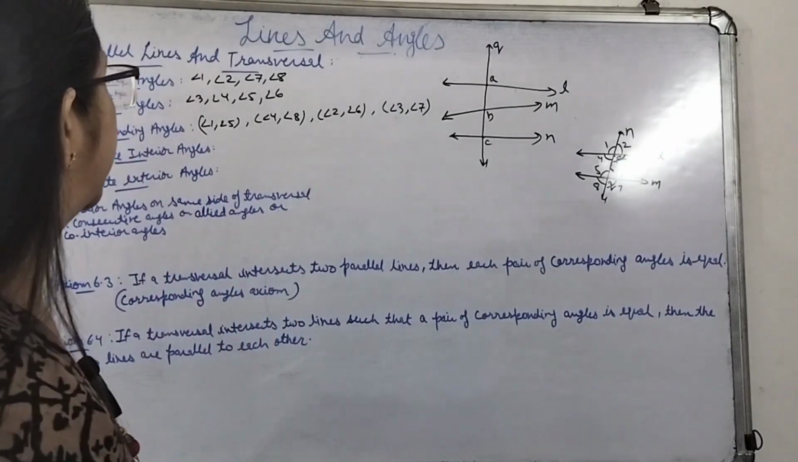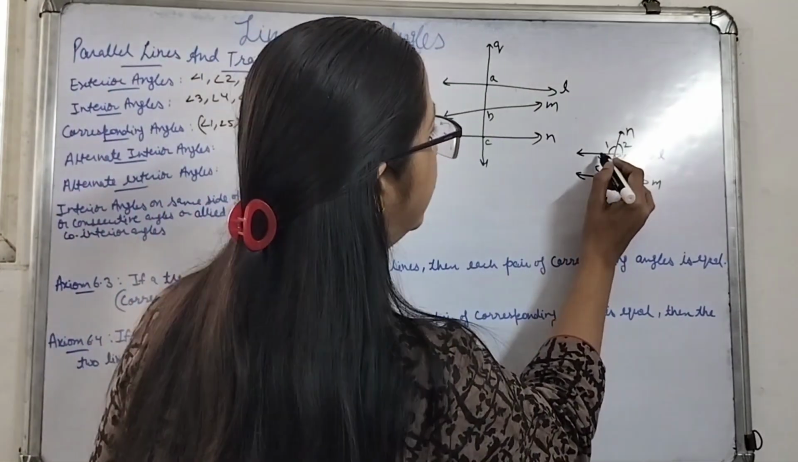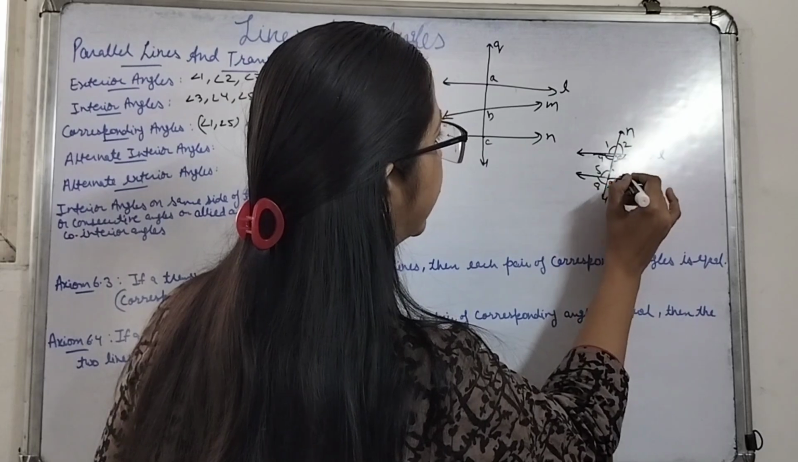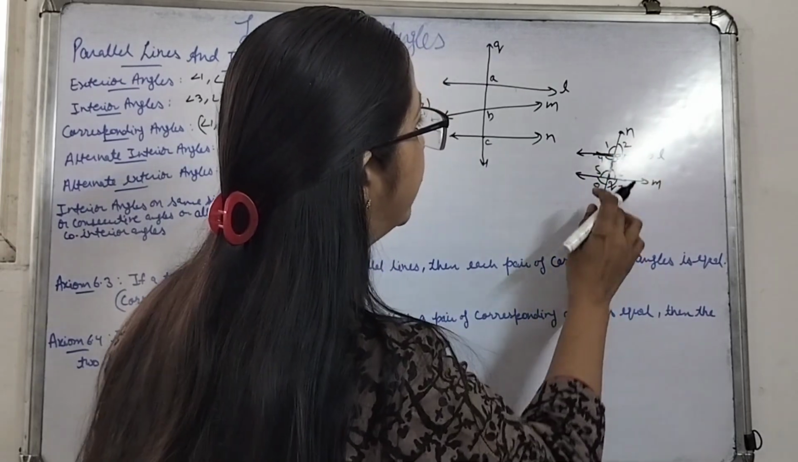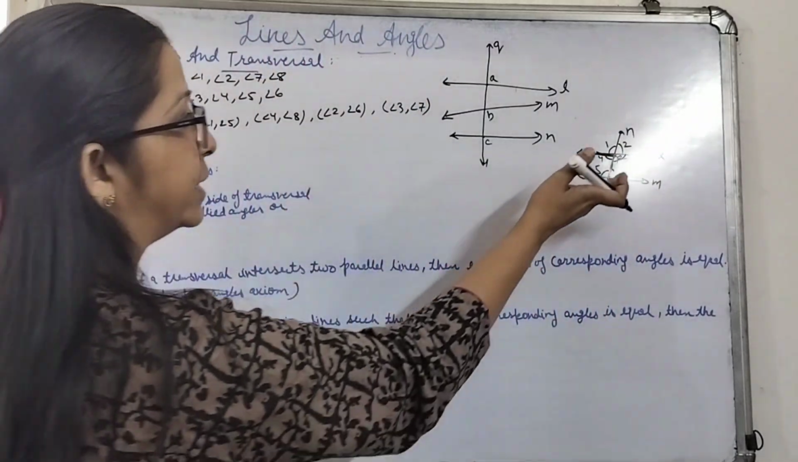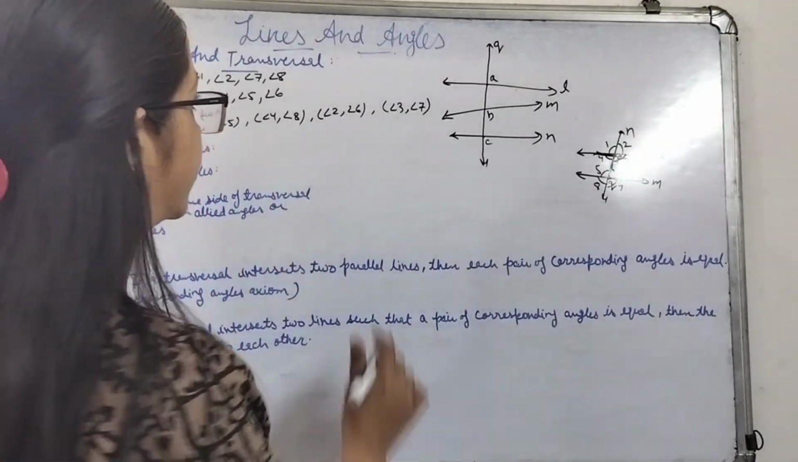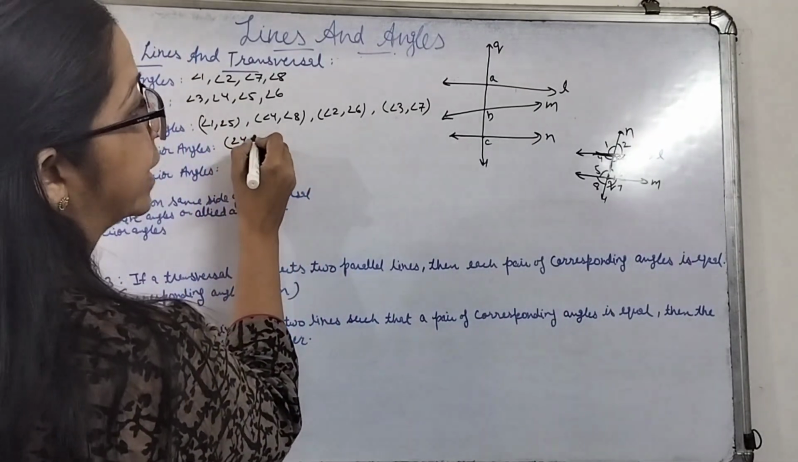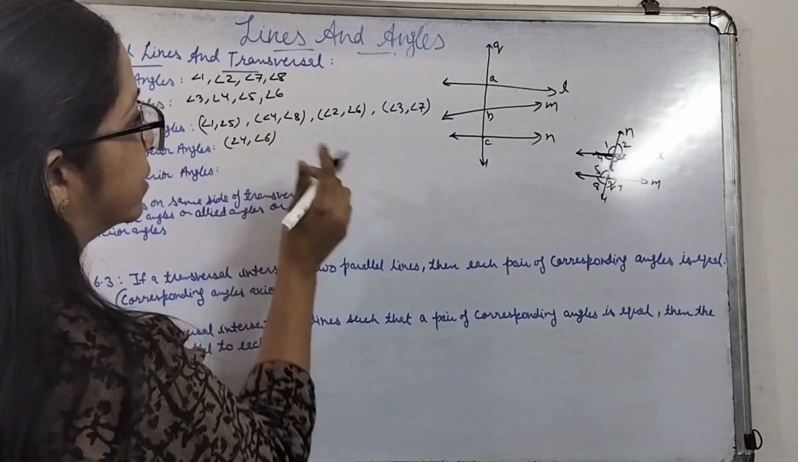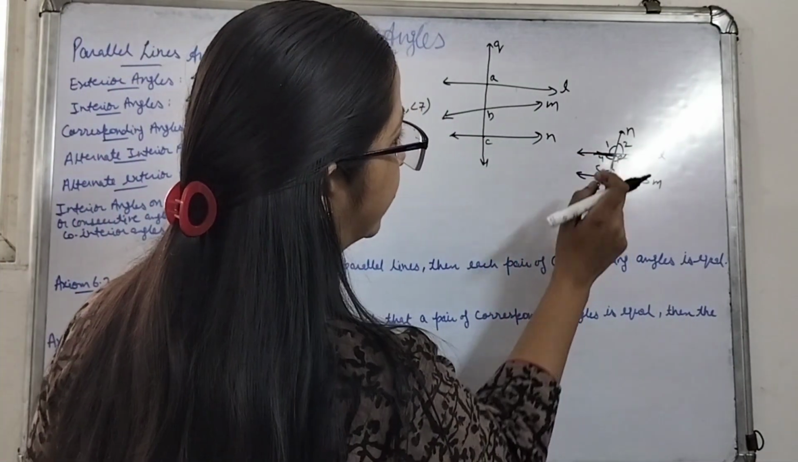Now comes the alternate interior angles. See over here, this angle 4 and this angle 6 make a Z. So angle 4 and angle 6 are in the interior. That's the reason they are known as alternate interior angles. So angle 4 and angle 6 are alternate interior angles.